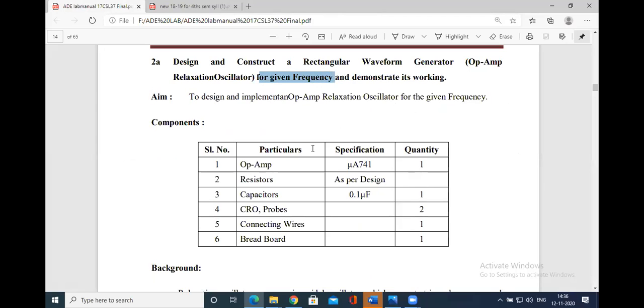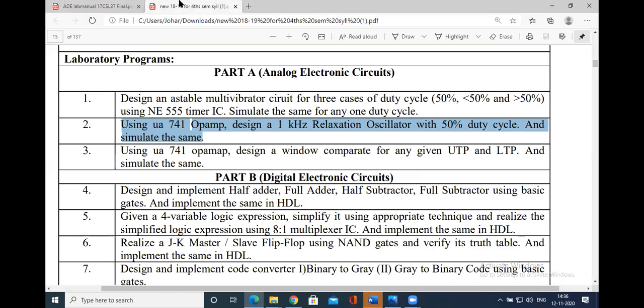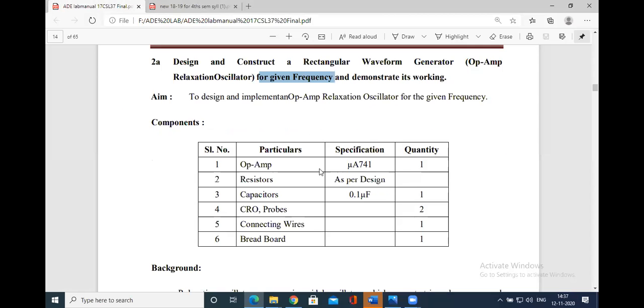In fact, your experiment has been made very easy, as it is fixed to 1 kilohertz in the syllabus copy. But in the examination, if they ask you to design for a different frequency, like 800 kilohertz or 2 kilohertz, you should be able to design this with the 741 op-amp. Clear? Fine.